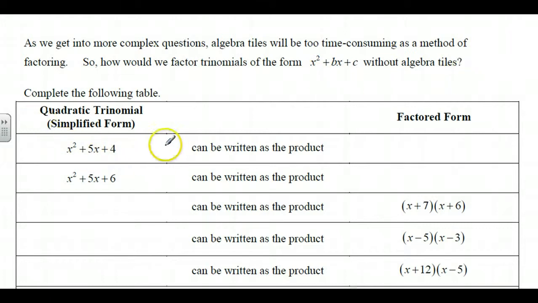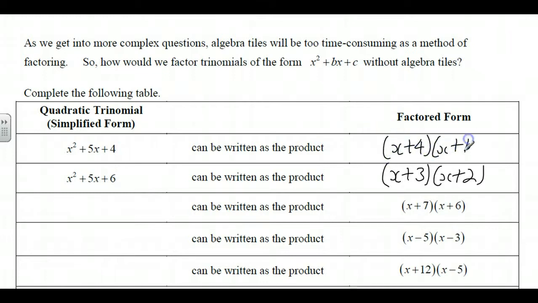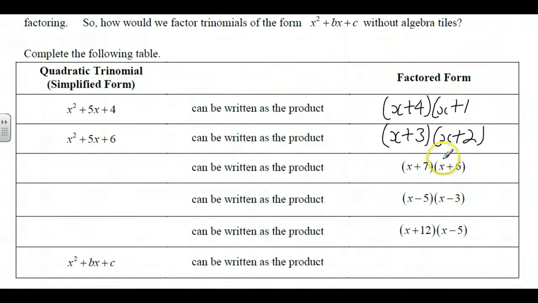x squared plus 5x plus 4. We did this one, right? The factored form is x plus 3 and x plus 2. No, wait, that's this one down here. Hang on, can I move that? Yeah, there we go. x squared plus 5x plus 4 was x plus 4 and x plus 1. Well, we have some factored forms here.